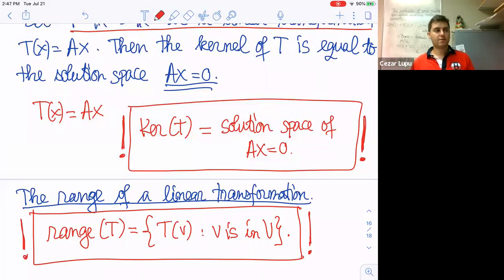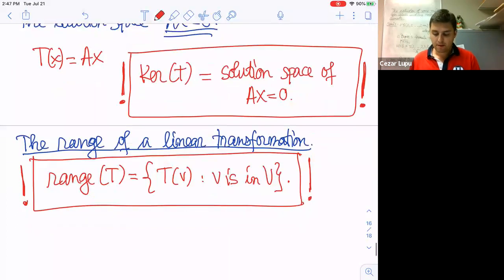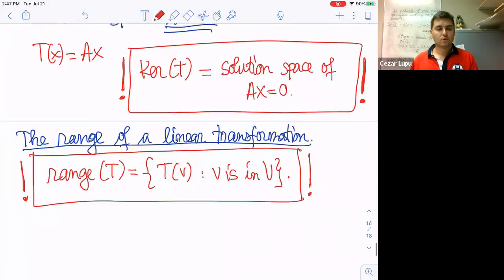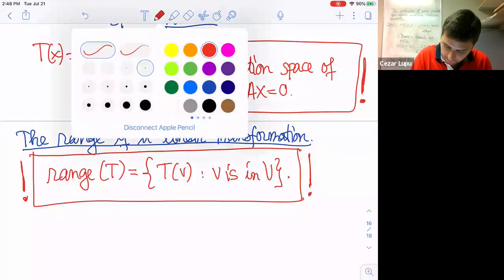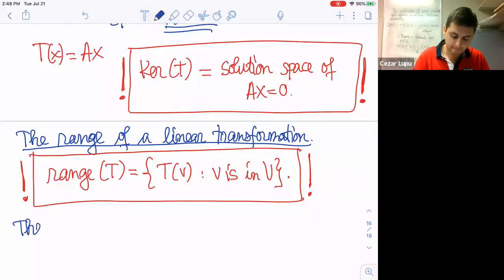That's basically the definition. And as we have seen with the previous subspace, guess what will happen? We'll also have the following theorem, which says that the range of a linear transformation is a subspace of a vector space. Let's write it. So, theorem.